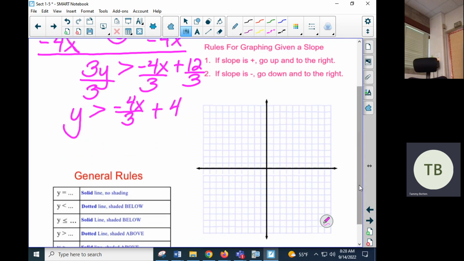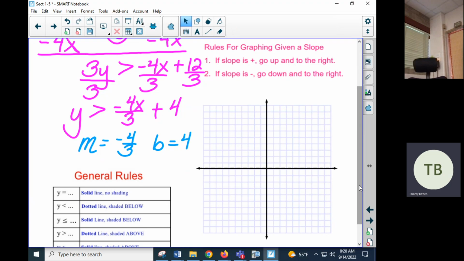Okay. So once you get that done, you know that your slope is what's in front of the x, which is negative 4 over 3. And your b is the constant, which is 4. Okay. So what we're gonna do then is go on our y-axis. And it's at +4. So we're gonna go 1, 2, 3, 4, and put a dot.